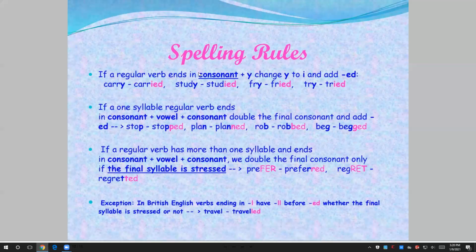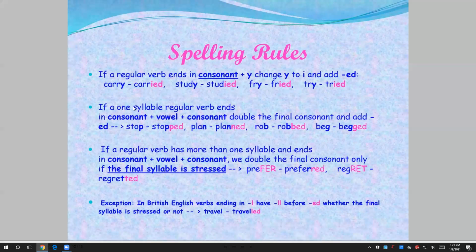So if a regular verb ends in a consonant, now see this regular verb, it ends in y. Y is a consonant here, so change y to i, and then add ed. So carry, carried. Study again ends in y, so you remove the y, place i, and add ed. So carry, carried, study, studied, fry, fried, try, tried. This is the second spelling rule for the regular verbs.